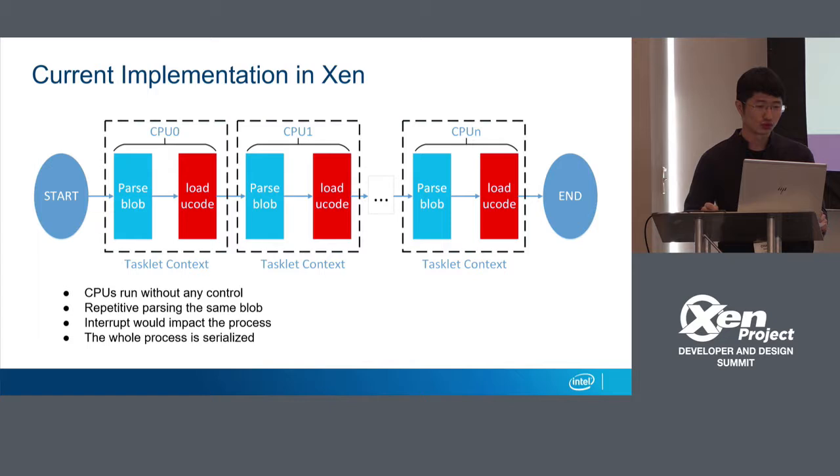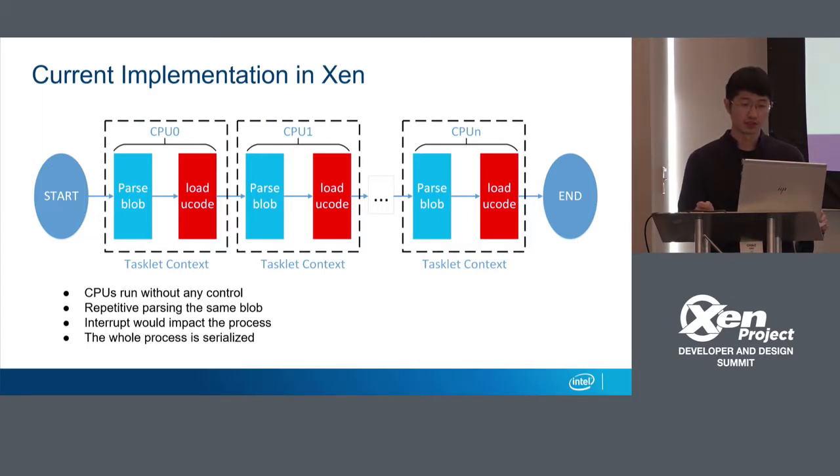At the beginning, a tool in the DOM0 user space would invoke a hypercall with the blob to be loaded as a parameter. Then we will create a tasklet and schedule it on CPU 0. In the tasklet, CPU 0 parses the blob and loads the suitable microcode it finds in the blob. Then CPU 0 creates a tasklet again and schedules it on CPU 1.